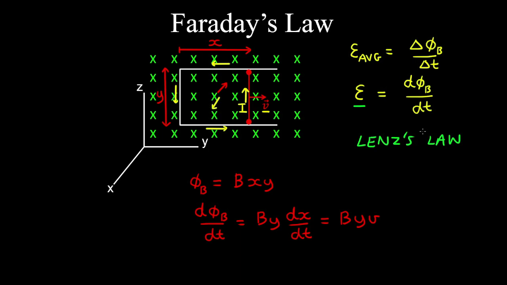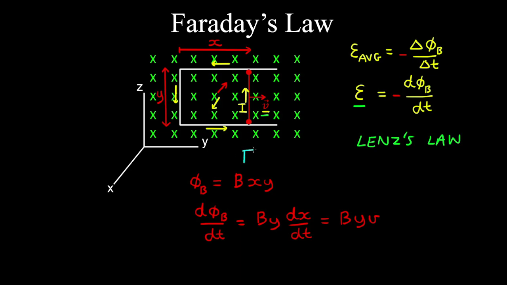So adding Lenz's law to Faraday's law, we put a negative sign in front of the change in magnetic flux. So the direction of this current is determined by the right-hand rule to produce an opposing magnetic field to the change in magnetic flux due to the motion of this rod.